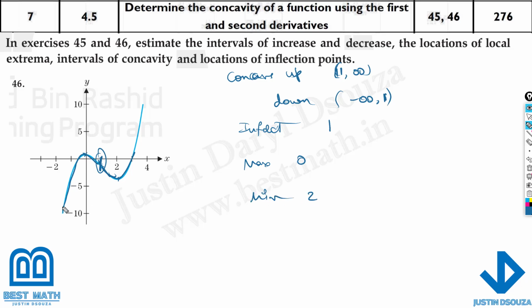And where is it increasing? It's increasing from minus infinity till 0, and again from 2 until infinity it's increasing. Whereas decreasing is only from 0 to 2. That's the only decreasing part. Everything is visible in the graph.